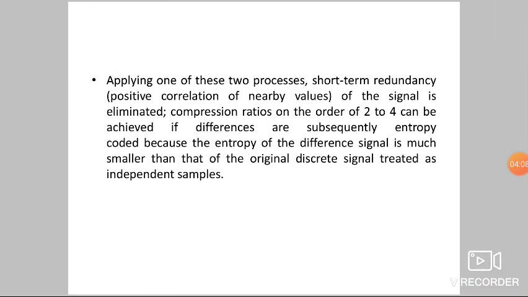Applying one of these two processes, short-term redundancy, the positive correlation of nearby values of the signal, is eliminated. Compression ratios on the order of 2 to 4 can be achieved if the differences are subsequently entropy coded, because the entropy of the difference signal is much smaller than that of the original discrete signals treated as independent samples.